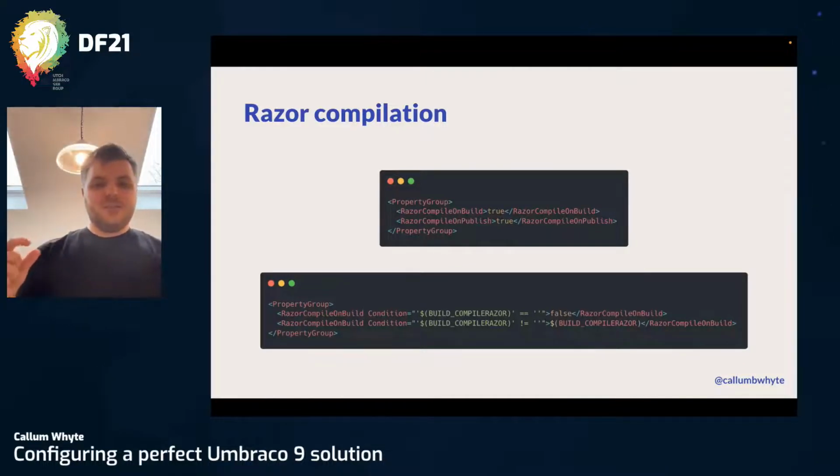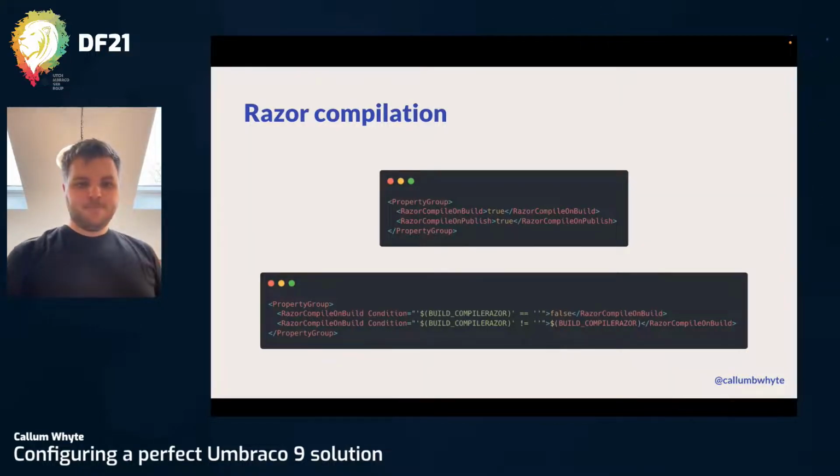Umbraco includes these properties by default in the CS proj file when you use the project template. So you don't have to worry about going and adding these, but they are set to false. So consider going and setting these to true and make it a checklist item for yourselves.